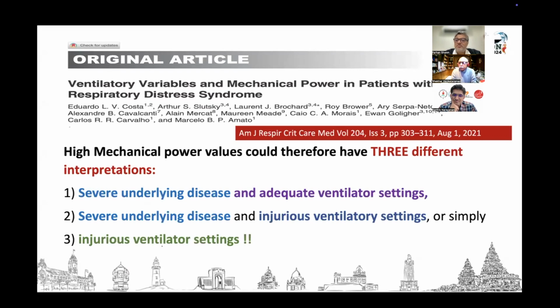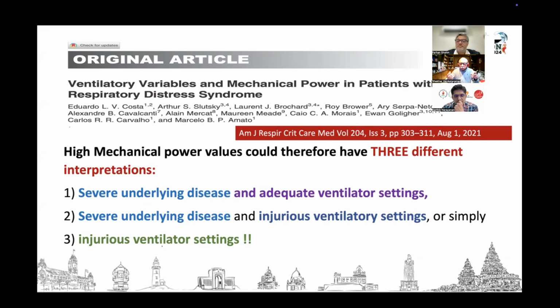I think these 3 points actually support my view that you cannot look at global mechanical power, because you have to know what your mechanical ventilator settings are doing for the disease. If it is optimal, then you leave it alone. If it's not optimal, then optimize it. If you're doing only injurious ventilation, avoid it.